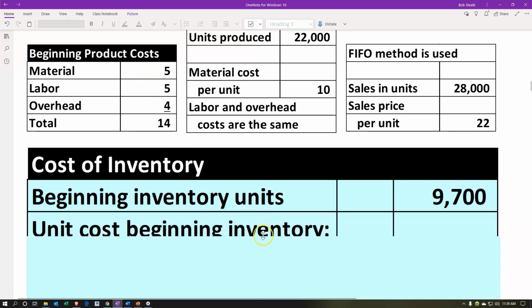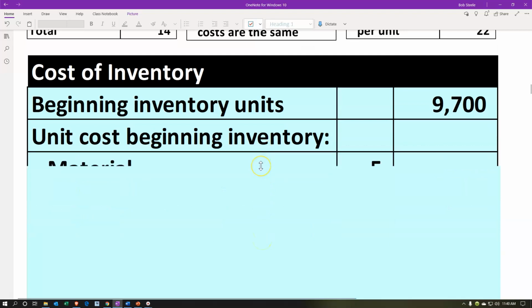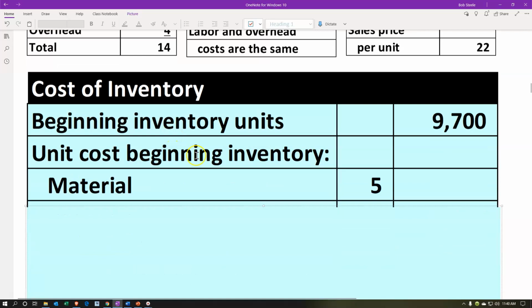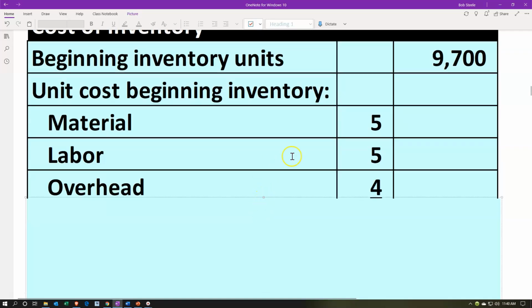So right here, we're going to emphasize the fact that we have the material, labor, and overhead in these costs. We're starting off with the 9,700 units. Unit cost for the beginning inventory was $5 for the material, then the labor, then the overhead. You want to think of these three components as components of the cost of any inventory.